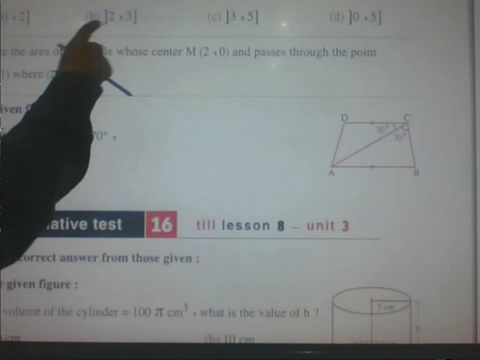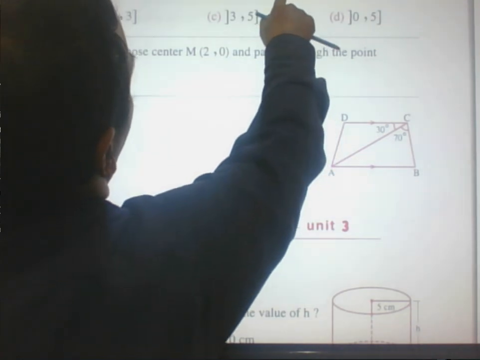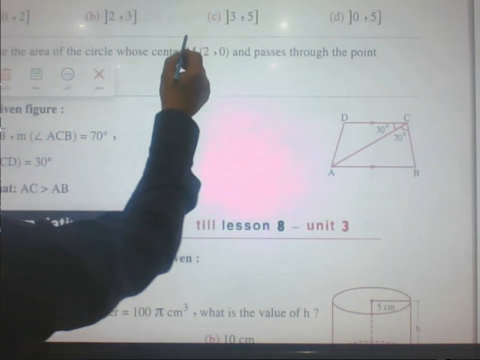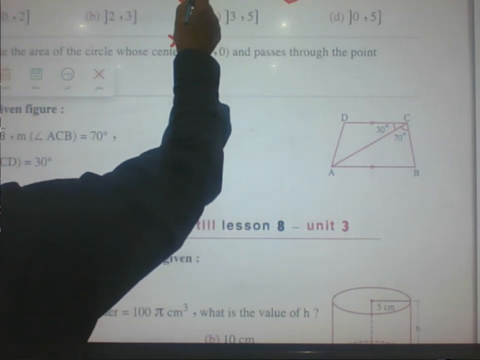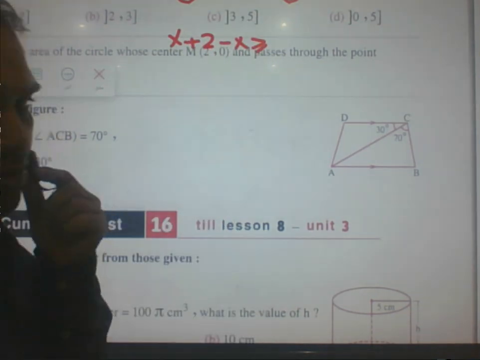We want to find the solution of this inequality here. First step, we must cancel X by adding negative X from 3 parts. To cancel X, okay, we want X, cancel X first. Then X plus 2 minus X is greater than or equal to 2X.